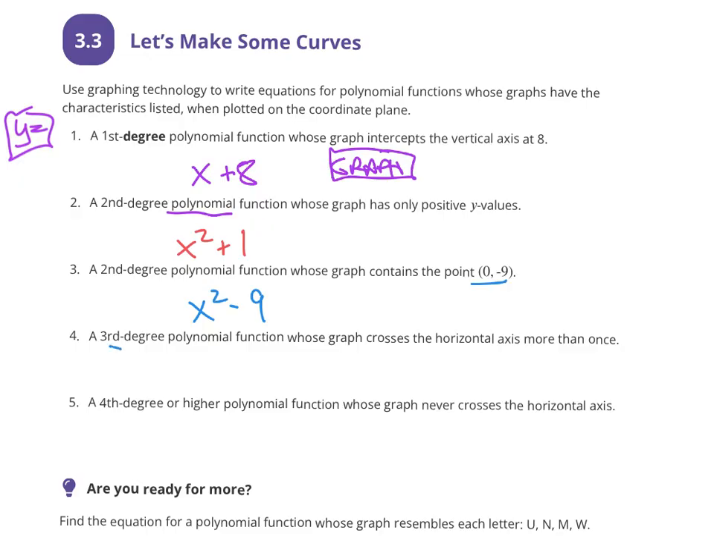A third degree. Third degree means x is to the third power, whose graph crosses the horizontal axis more than once. So you want something like x cubed plus x squared minus 3x, something like that. And a fourth degree or higher polynomial whose function never crosses the horizontal axis. So you're going to have x to the fourth. It doesn't say how many terms you want, plus 4.